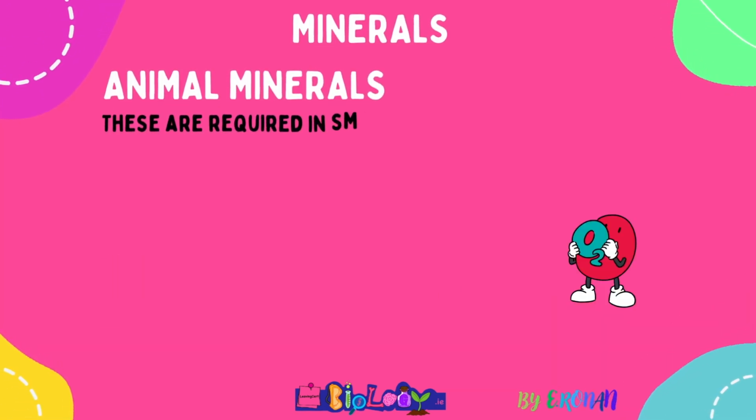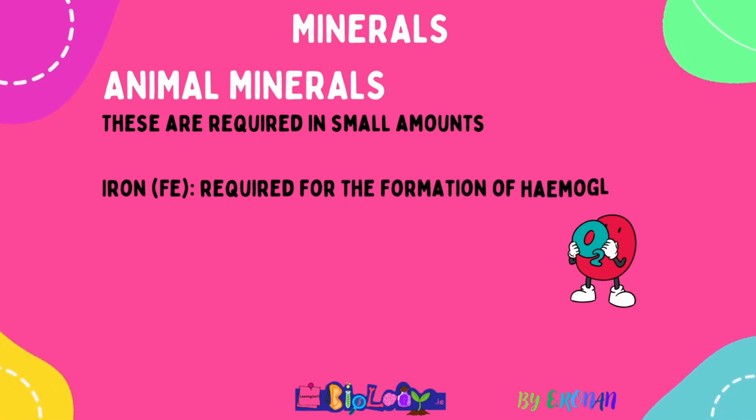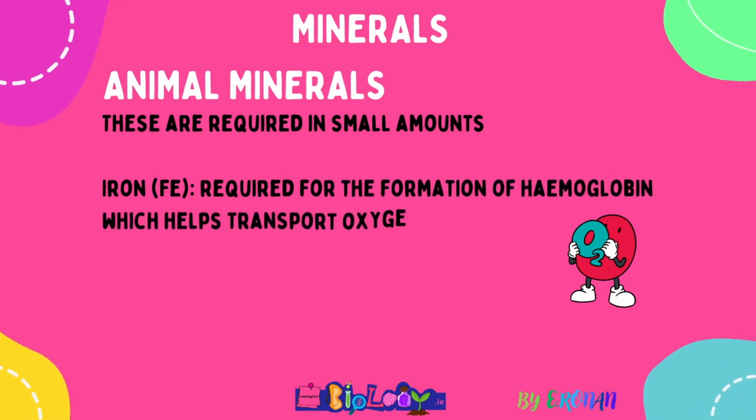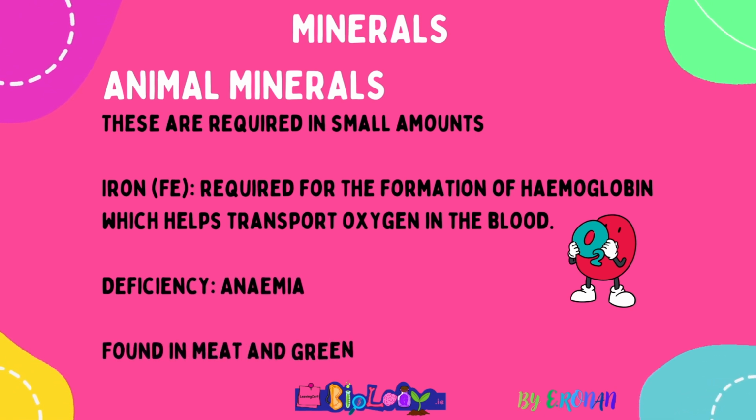Next mineral, sticking with animals, we have iron. Iron, Fe, is the chemical symbol. It's required for the formation of hemoglobin, which helps to transport oxygen in the blood. The deficiency associated with a lack of iron is anemia. Iron source is found in meat and green veg. So again, the name, the deficiency disease, and the source of where we find it.